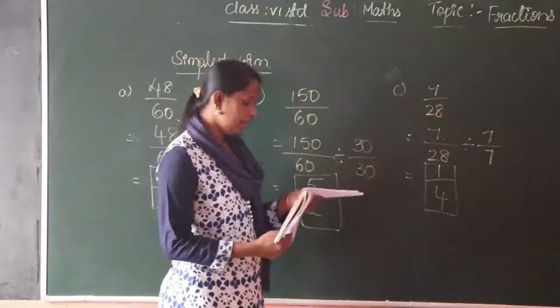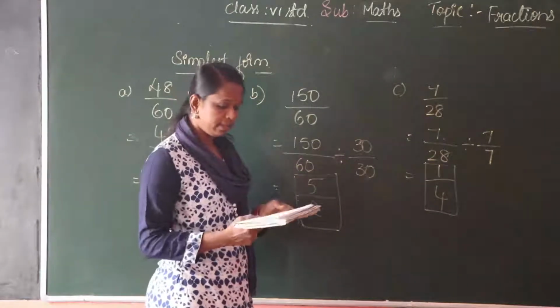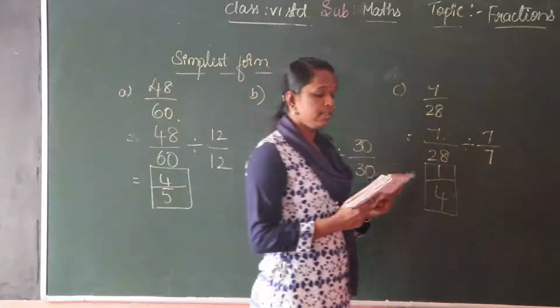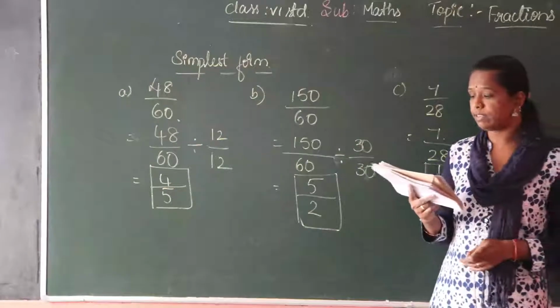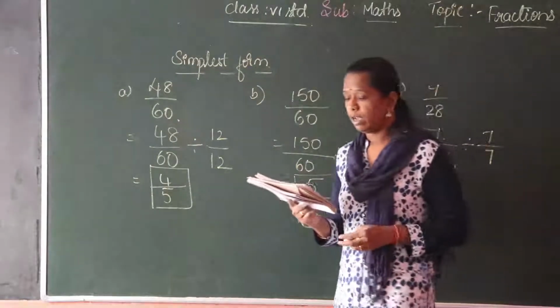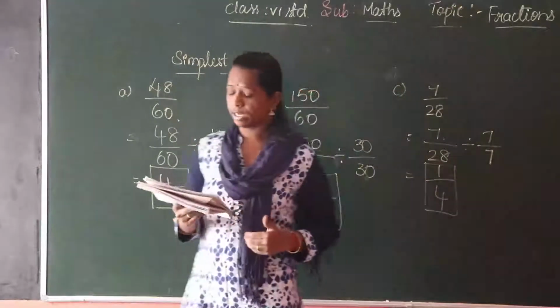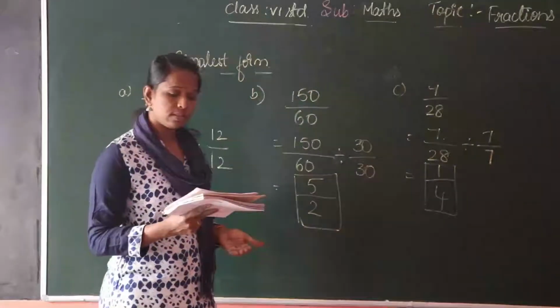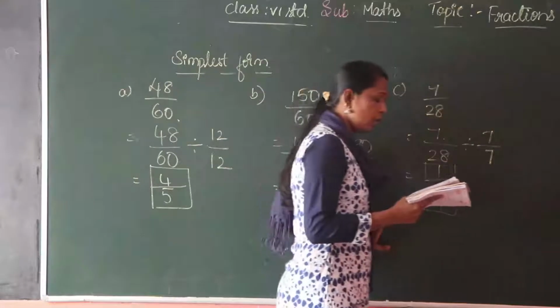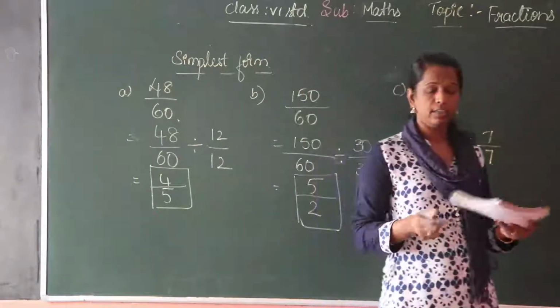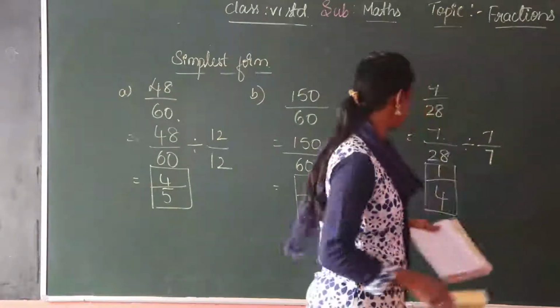Next sum. Ramesh had 20 pencils, Shilu has 50 pencils and Jamal has 80 pencils. After 4 months, Ramesh used up 10 pencils, Shilu used 25 pencils, Jamal used 40 pencils. What is the fraction you have to write and check whether it is equal or not?